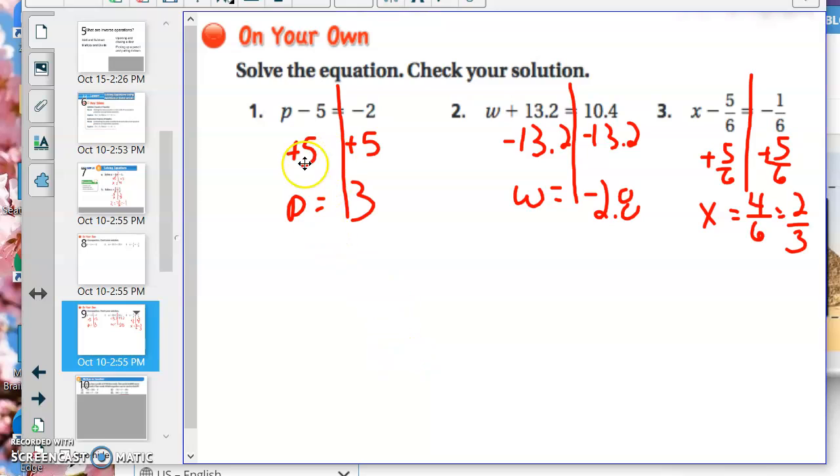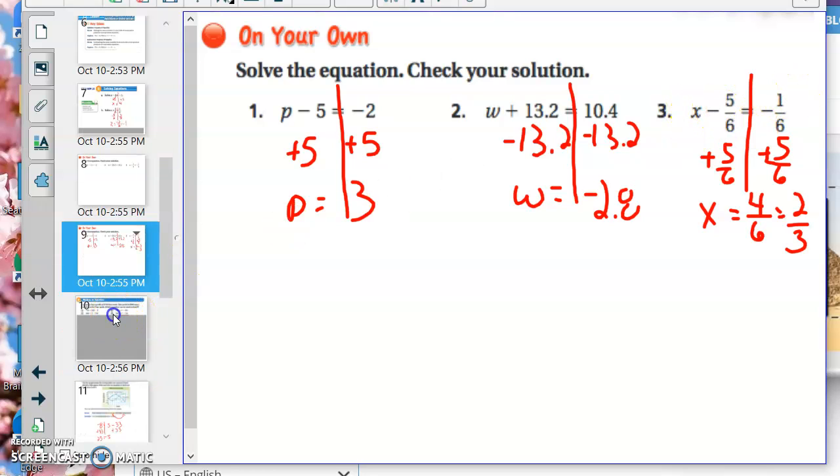Okay, to check each of these on this one, you would add 5 to both sides, which gives you p equaling 3, and 3 minus 5 does give me negative 2. For this one, I would need to subtract 13.2 on both sides, and that gives me w equals negative 2.8, and when I check it, that does work out. And on this one, I'd have to add 5/6 to both sides, and that gives me 4/6, which of course can be reduced to 2/3, but when I check it, 4/6 minus 5/6 does give me 1/6.